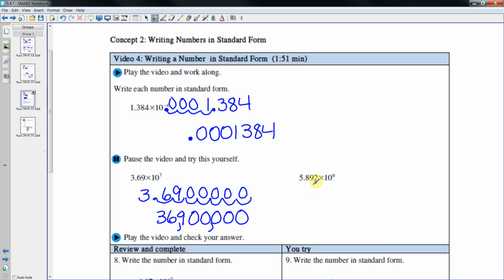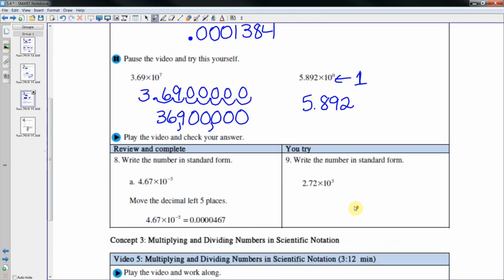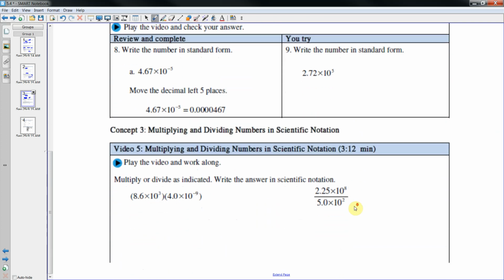Alright, 5.892 times 10 to the 0. Remember, anything to the 0 power is equal to 1. So that would just be 5.892. It doesn't change at all. Alright, I'm going to skip down here to the bottom of the page where we're going to be working these that are multiplied and divided.